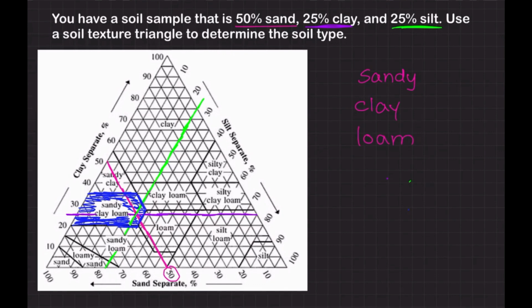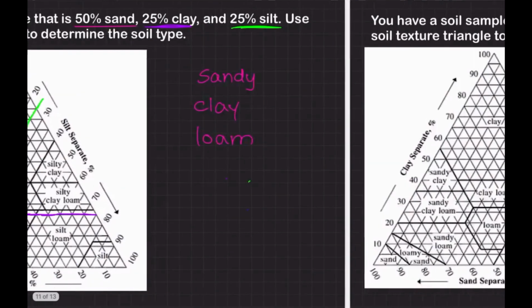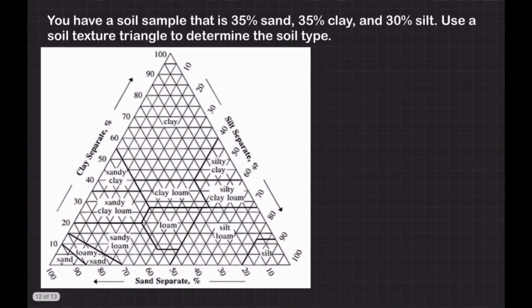Okay, so now let's try another one. And when we do this one, what I'd like is for you to try it, pause the video, try it, and then come back and watch me do it and see if you have the right answer. So we're going to start again, and we're going to do 35% sand, 35% clay, and 30% silt. So I'm going to start with my sand, and that's going to be halfway between 30 and 40, and we're going to be at this angle.